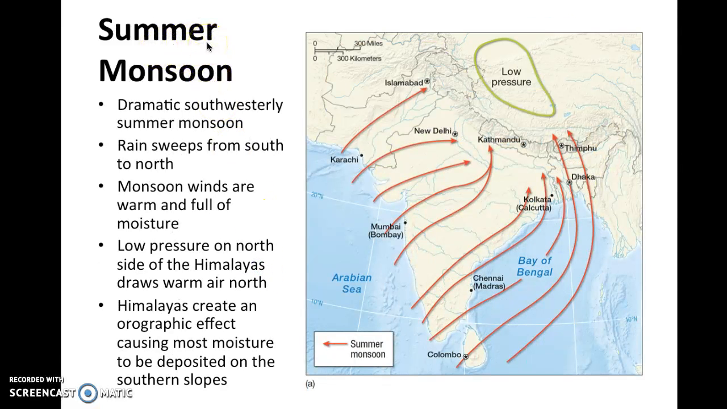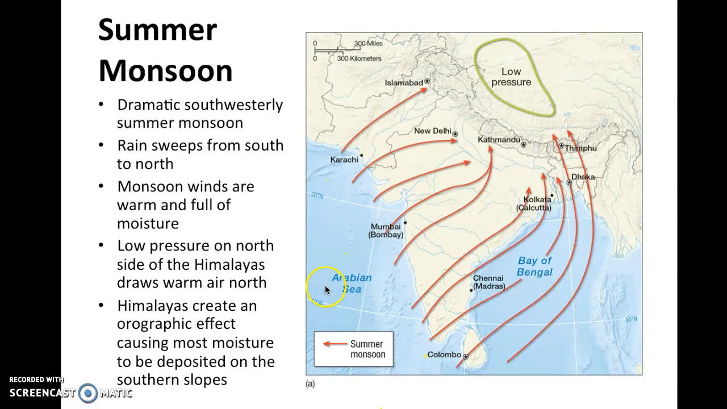So the summer monsoon. A monsoon means basically that there is a wet and a dry season. In India, the summer monsoon is the wet season. So during the summer, you get a dramatic southwesterly summer monsoon, which means the wind blows off of the southwest and up into this low pressure. If you take physical geography, you'll learn that low pressures pull winds in.